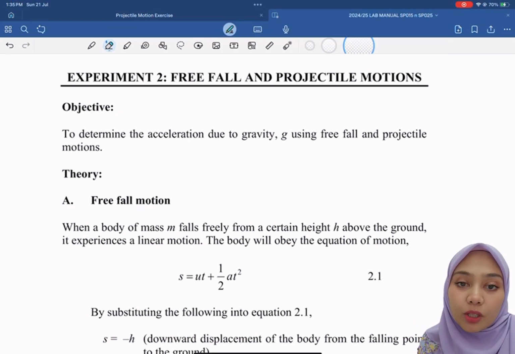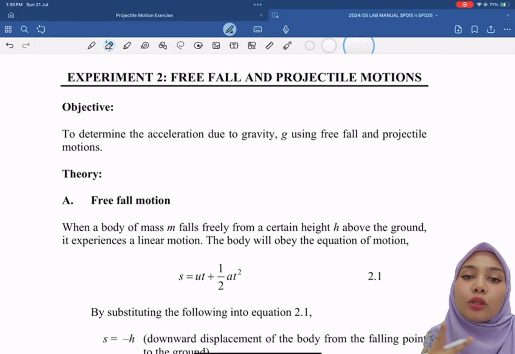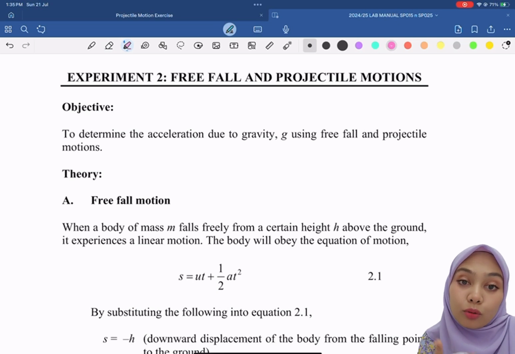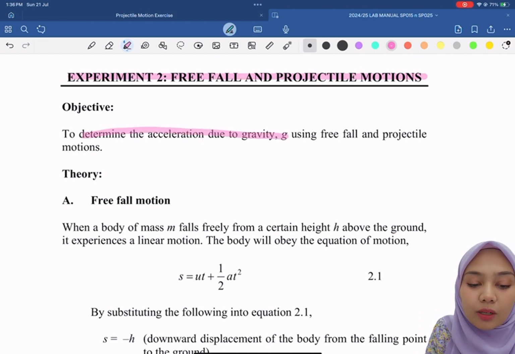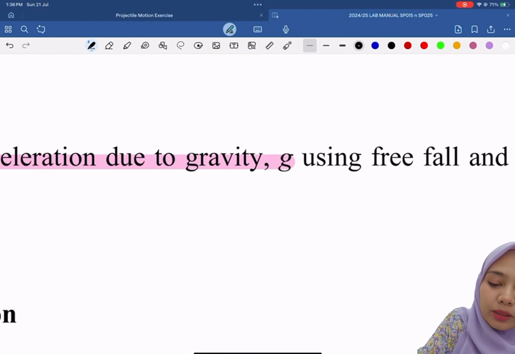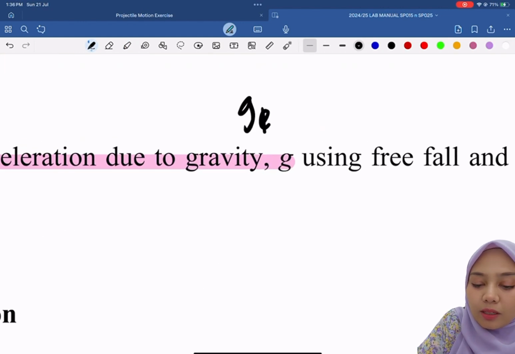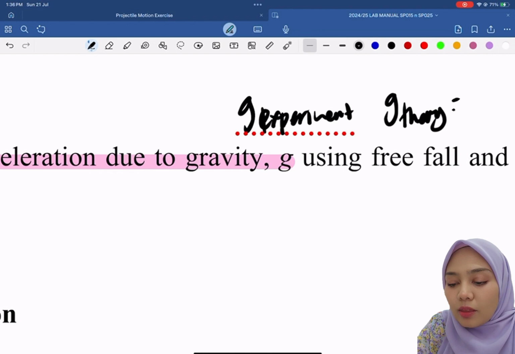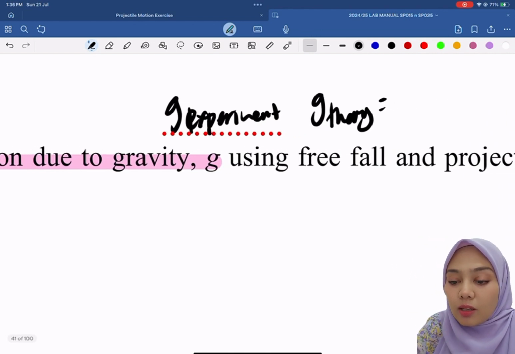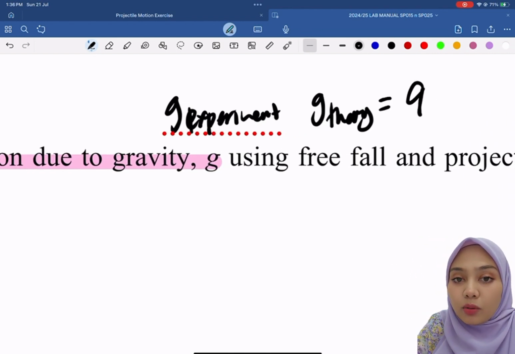Hello everyone, for this video we're going to learn the Prelab 2 for SP015. Ready? For this experiment, free fall and projectile motion, our objective is to determine the acceleration due to gravity, g. We want to get the experimental g and compare it with the theoretical g. The theoretical gravitational acceleration is 9.81 meters per second squared.